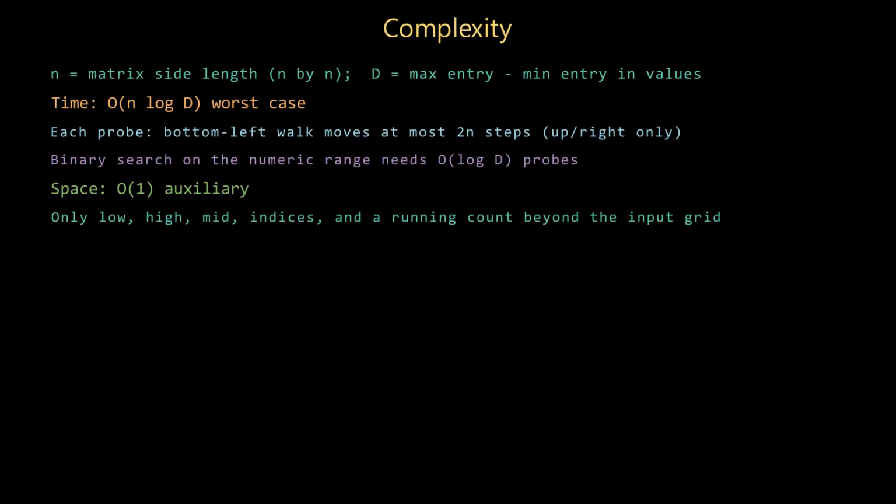Let n be the side length of the n by n matrix, and d the gap between the largest and smallest matrix values. Time is O of n log d in the worst case, since each binary search probe runs one bottom-left staircase walk that takes at most order n steps, and we need logarithmic in d probes over the numeric range. Auxiliary space is O(1) beyond the input grid, only a few indices and counters.